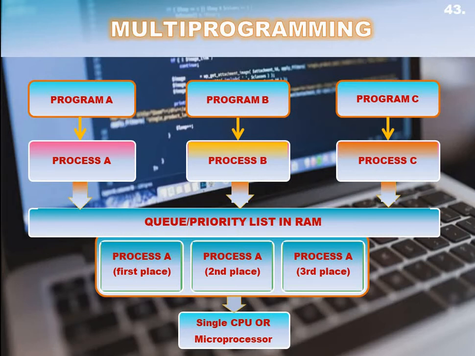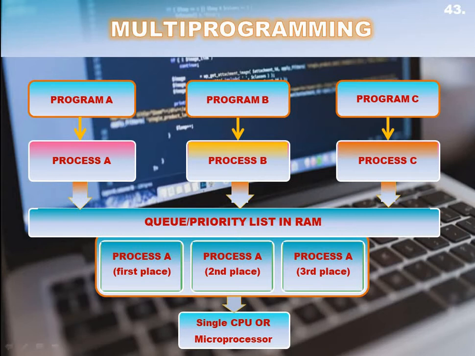But suppose there is one single CPU and there are three programs. Suppose MS Excel, MS Word, and MS Paint, three programs. Program A is MS Excel, program B is MS Word, and program C is MS Paint. Three programs are actually loaded inside the main memory, RAM. So the CPU would execute these programs one by one.